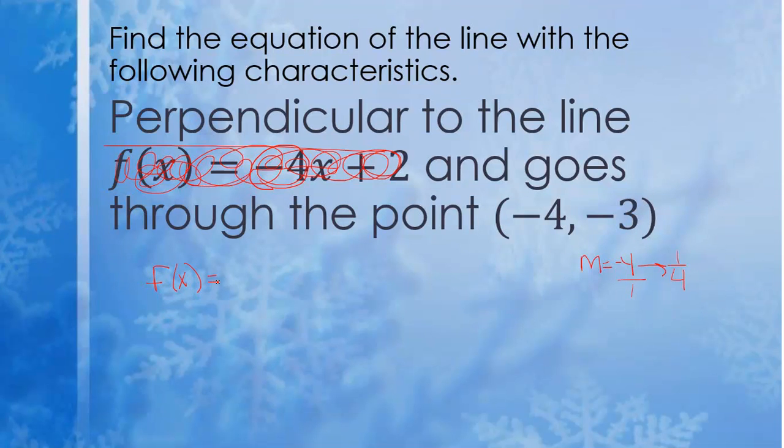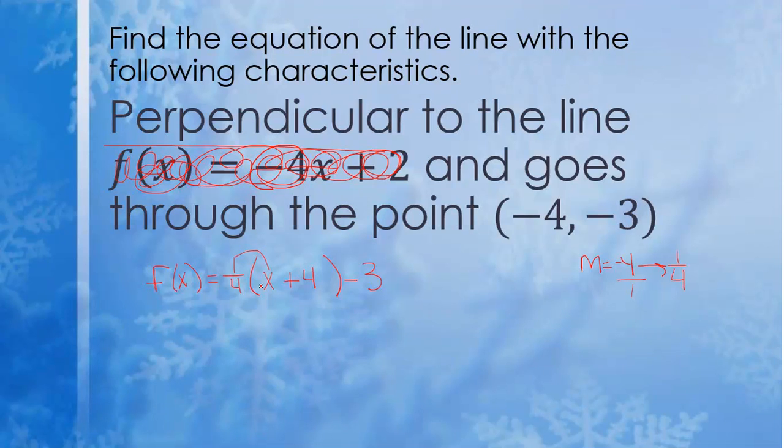F of x equals 1/4, that's my slope. Now remember, guys, you're going to put the x values in the parentheses because we're going to use our translated form. So remember, the x value is opposite, so it's going to be x plus 4, right? And then minus 3 because the y value is going to be the same. Let's get it into y equals form. So let's get it to y equals mx plus b.